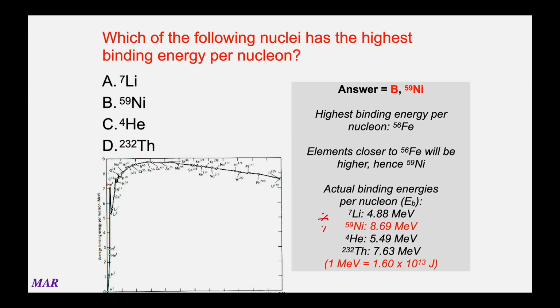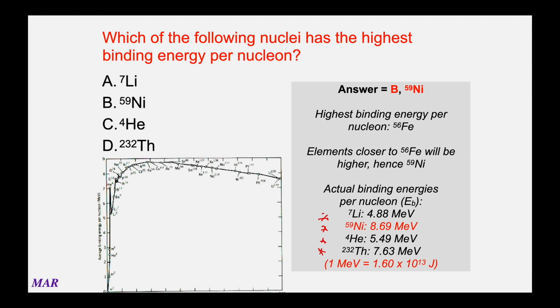And yes, I do use Google as well. There's no shame in that, that's for sure. I looked up the actual binding energies per nucleon. These binding energies are in what's called a mega electron volt. A mega electron volt is just equal to a lot of joules. You can translate these all into joules. So the bigger MeV number will be the biggest binding energy, and you can definitely see nickel-59 here dominates, 8.69 versus the other ones.